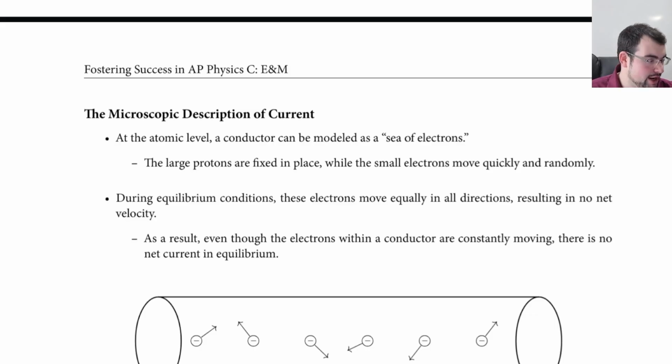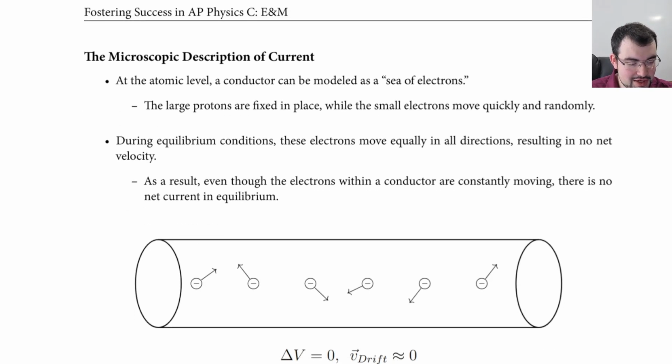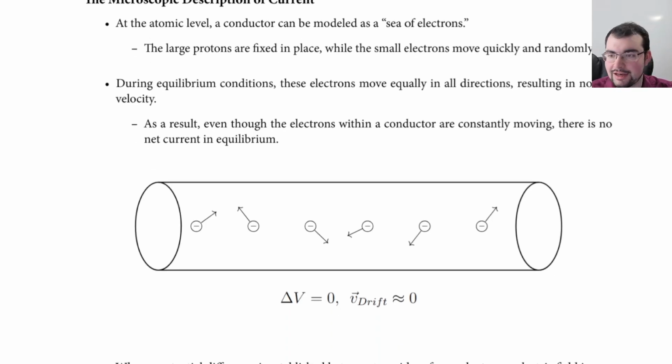So when we talk about our microscopic description of current, we model a conductor as a sea of electrons, where they're not really attached to any atom in particular, and they're sort of a fluid that just exists between all the different atoms of the conductor. And these are always moving around between the atoms. And how it works is if there's no potential difference, these electrons are just flying around in all different directions. So this is a common misconception. Even when there's no current, electrons are definitely moving.